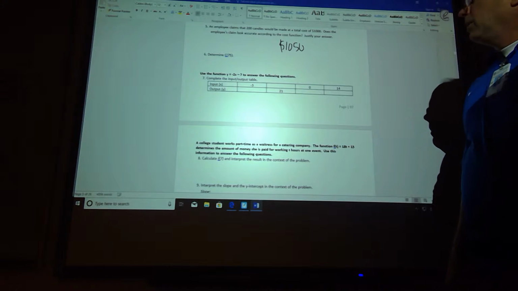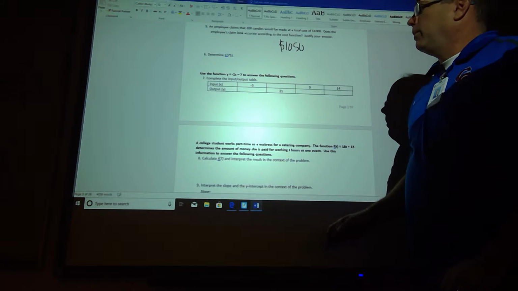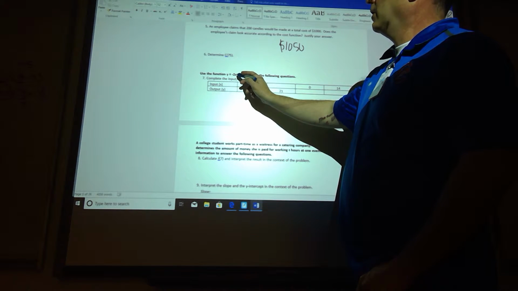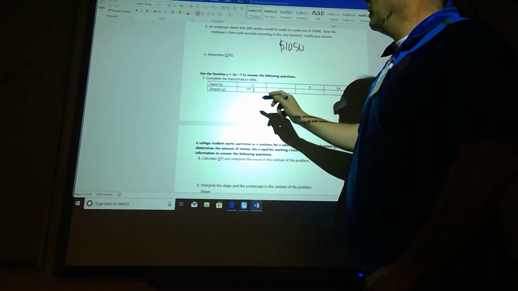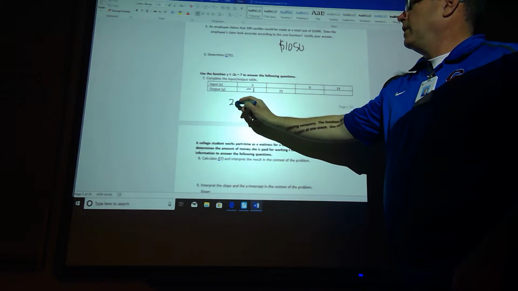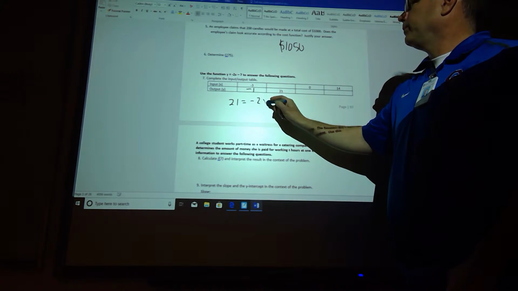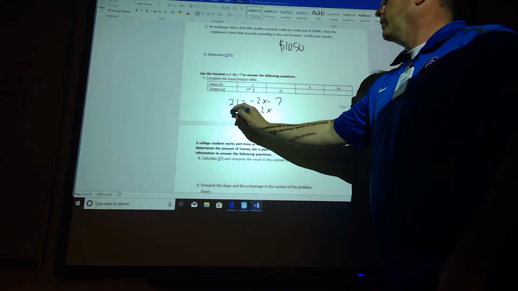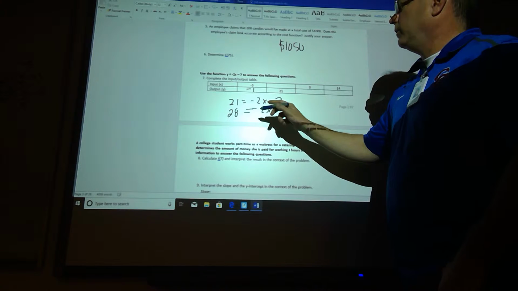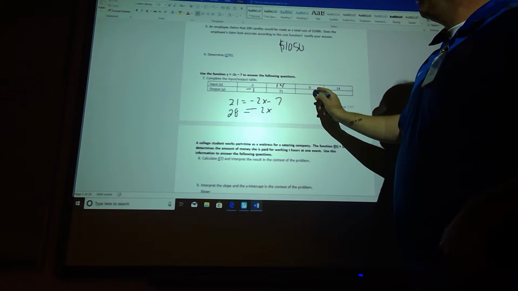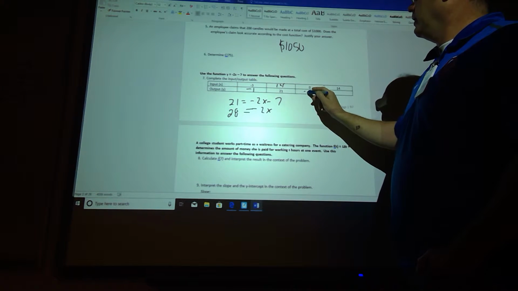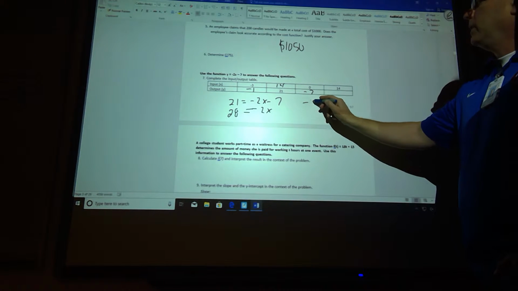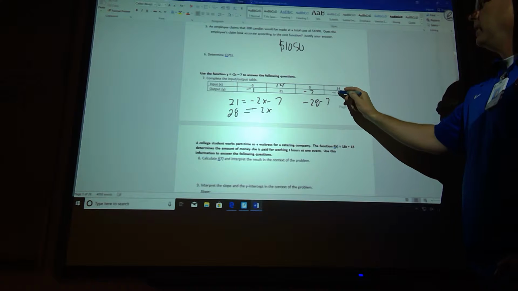Okay, we want to complete this input-output table. Remember, the input's the x, the output's the y. So I'm going to take -3, plug it in, so I get -2 times -3, that's 6. 6 minus 7 is -1. If I wanted to plug the 21 in, that goes in for the y. So I'm going to add 7, so it gets me to 28, and divide each side by -2, so I get 14 here. Plug 0 in, so I get -7 out, and if I plug 14 in, I get -28 minus 7, so that gives me -35.